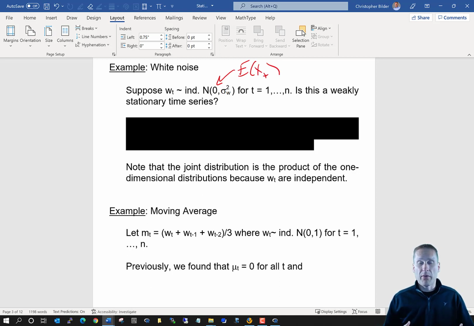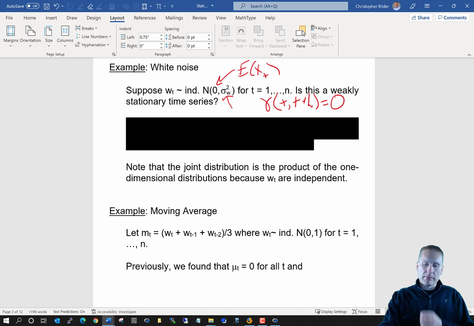So, okay, we got that first part done for weakly stationary. Then for the second part, with respect to the autocovariance, we know the variance for each of these Wt's is equal to sigma squared W. Also, we know that the autocovariance function, when we're not necessarily talking about the variance, is always going to be equal to 0 for any h lag time shift, because we have independence between, let's say, Wt and Wt plus 1, and so on. So in this particular case, we do have a weakly stationary time series.